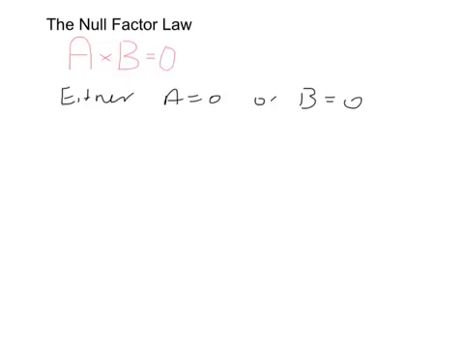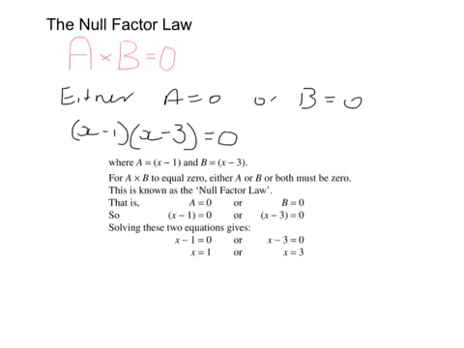Let's take an example of a pre-factorized quadratic expression. If, for instance, we had x minus 1 multiplied by x minus 3 as our quadratic expression, and we changed that into an equation by saying that this expression equals 0, well, here my x minus 1 is replacing my A, and my x minus 3 is replacing my B. So either x minus 1 must equal 0, or x minus 3 must equal 0, because that's the only way our whole expression will equal 0.